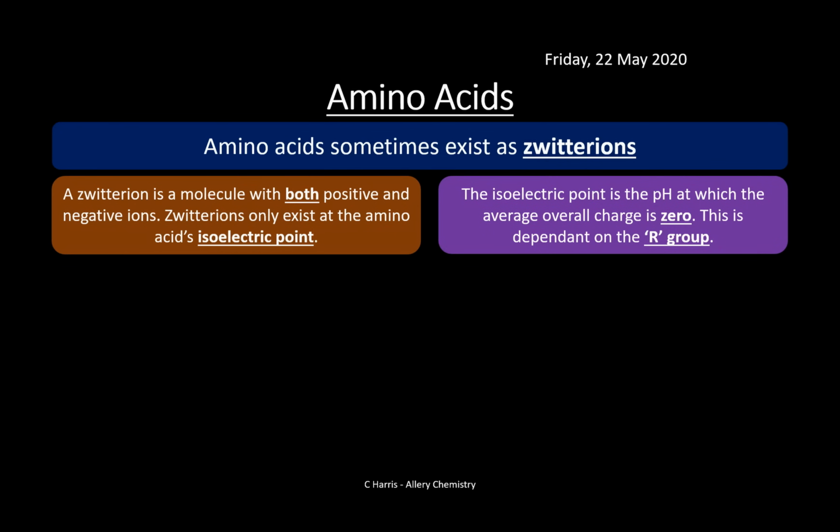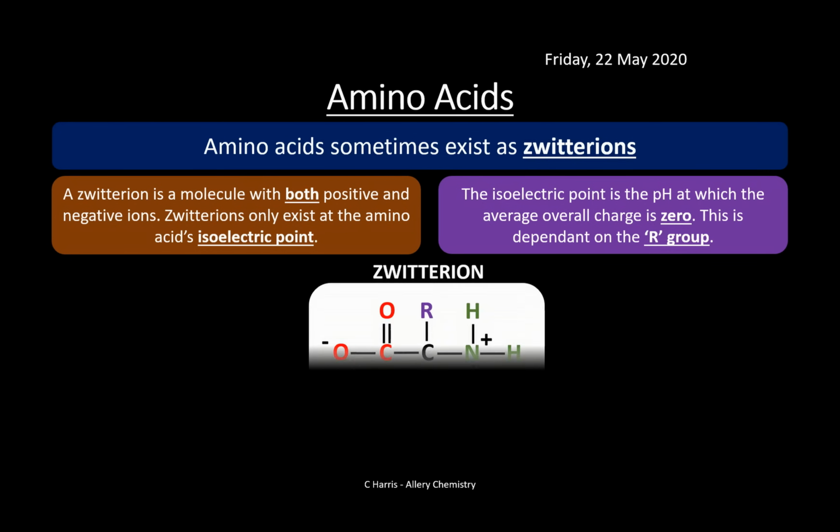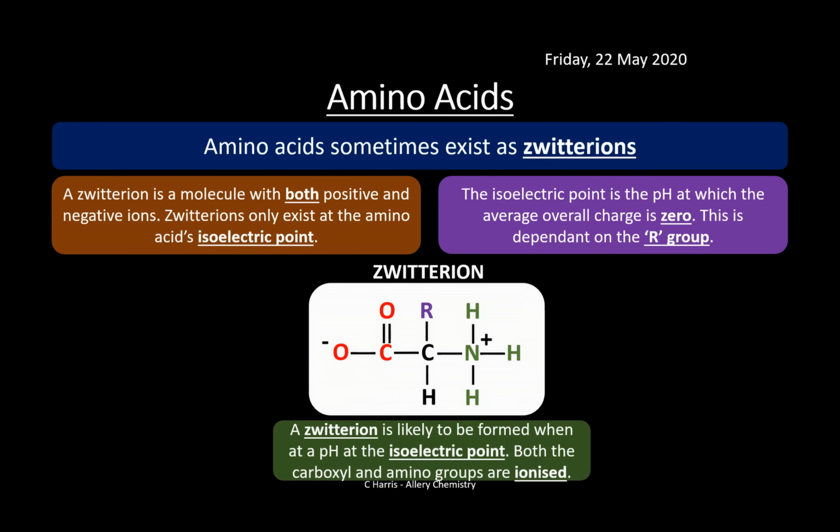So the isoelectric point is the pH at which the average overall charge is 0. Okay, so that's the isoelectric point, and this is dependent on that R group that we've seen before. Okay, so let's have a look at an example of a Zwitterion. So here's your Zwitterion here. It's likely to be formed at a pH at the isoelectric point. And both the carboxyl and amino groups are ionized.